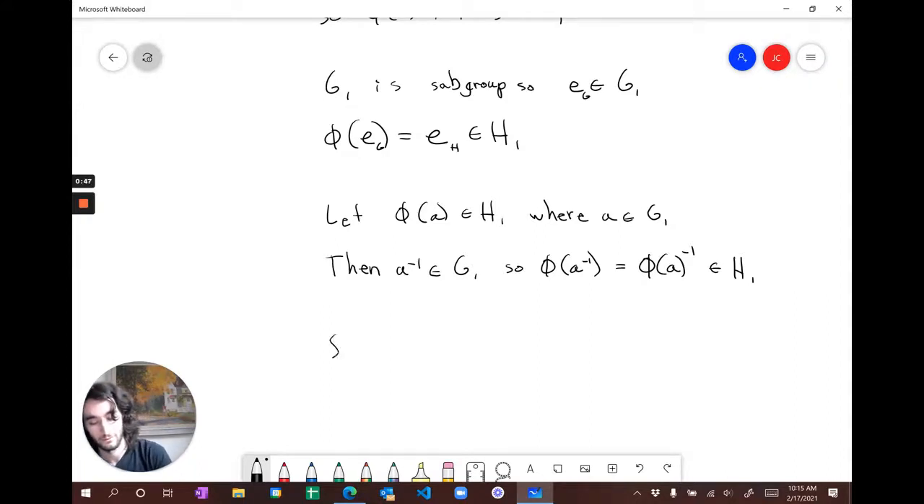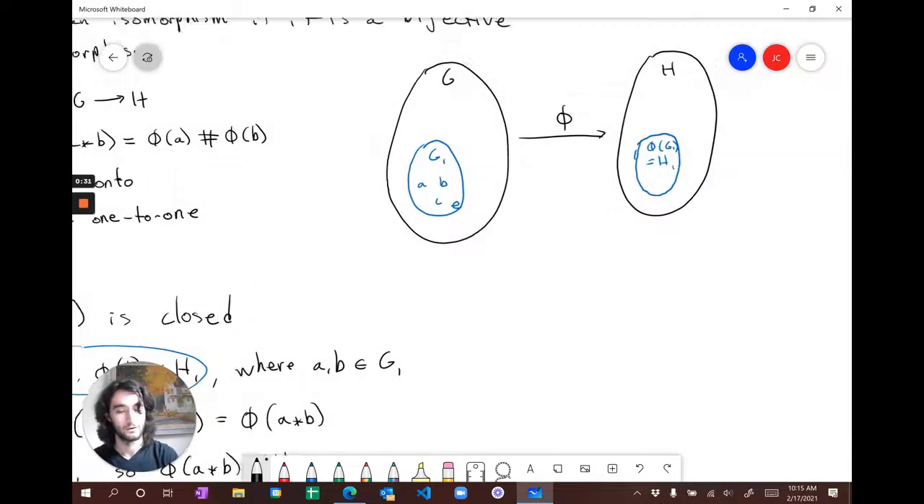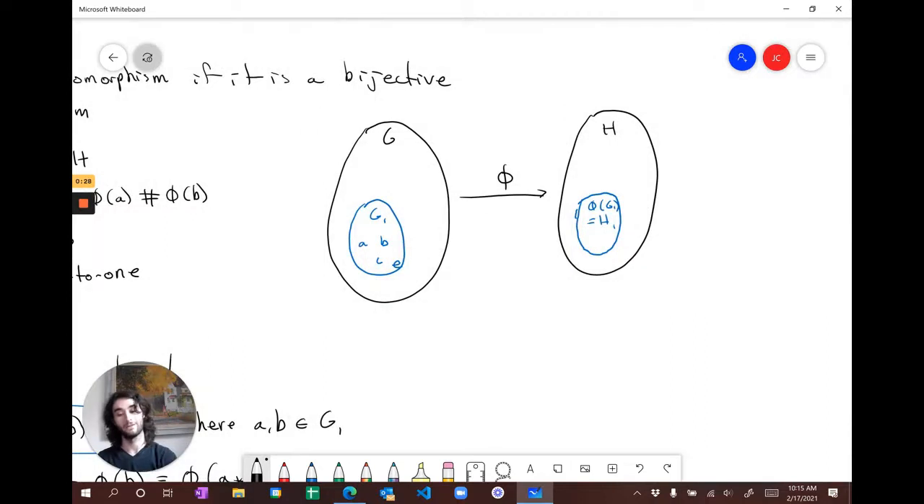So H1, which was just a shorthand for phi of G1, is a subgroup of H. Sure enough, since these are isomorphic, if G1 over there, the blue subset, is a subgroup, then the blue subset on the right is also a subgroup. That makes sense because these are isomorphic, so they should have everything in common except for the symbols that we're using to describe the elements. Okay.